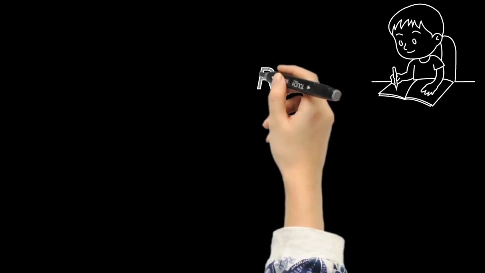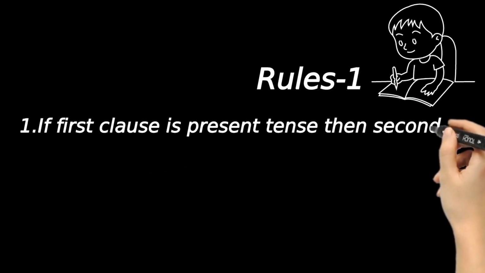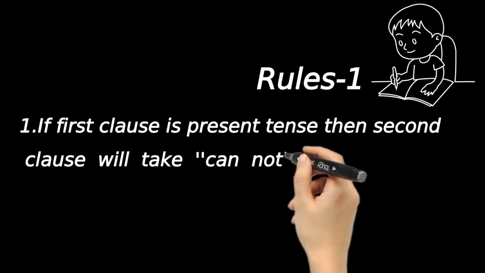If the first clause is present tense then the second clause will take cannot. If the first clause is past tense then the second clause will take could not.